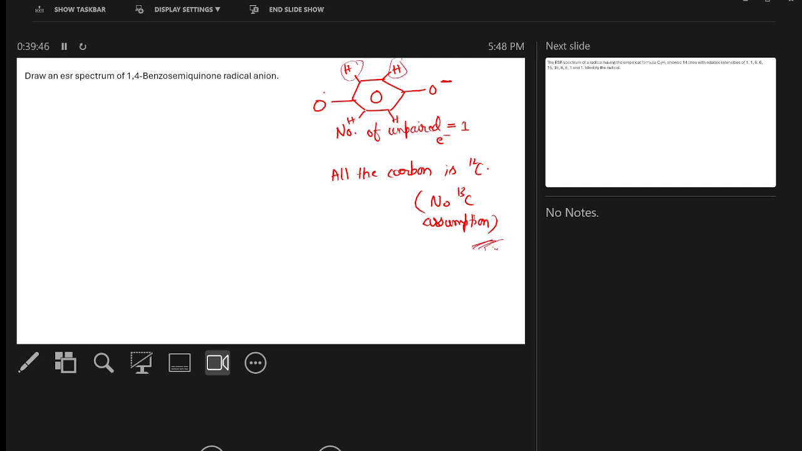For each, I is 1 by 2. So the capital Mi is the summation of all the four, so it will be 2. And your capital Mi will be plus 2, plus 1, 0, minus 1, minus 2. There are 5 possible values. So we'll try to draw the spectrum here.